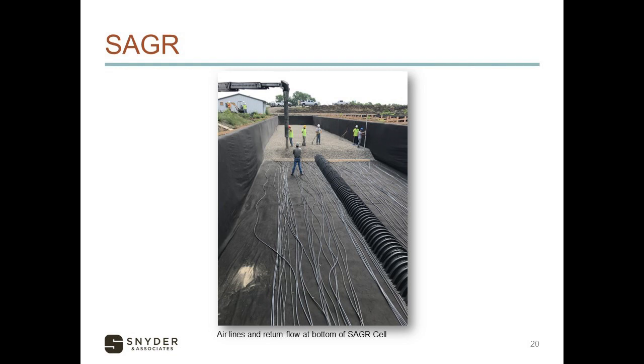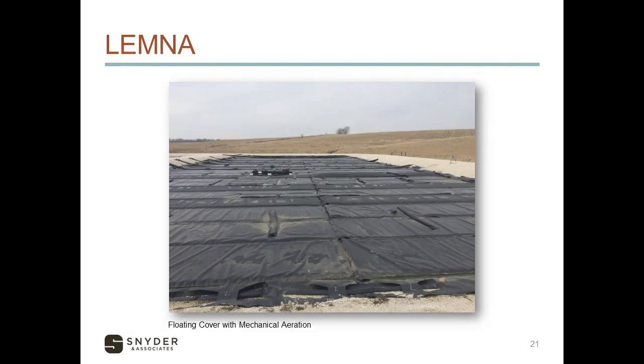Then they will eventually fill the entire cell with gravel. Along the two outside edges, there will be some piping for inflow water into these systems. This is an example of a floating cover. This one happens to have mechanical aeration with the floating cover, but it's much more common to actually have blowers with air piping underneath the floating covers.